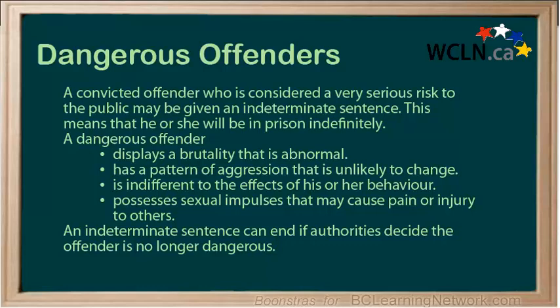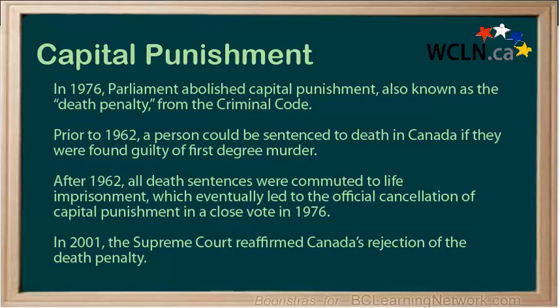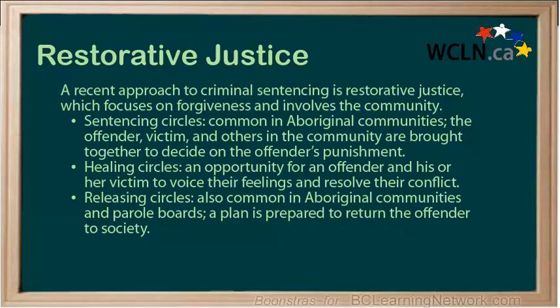In 1976, Parliament abolished capital punishment, also known as the death penalty, from the Criminal Code. Prior to 1962, a person could be sentenced to death in Canada if they were found guilty of first-degree murder. After 1962, all death sentences were commuted to life imprisonment, which eventually led to the official cancellation of capital punishment in a close vote in 1976. In 2001, the Supreme Court reaffirmed Canada's rejection of the death penalty.